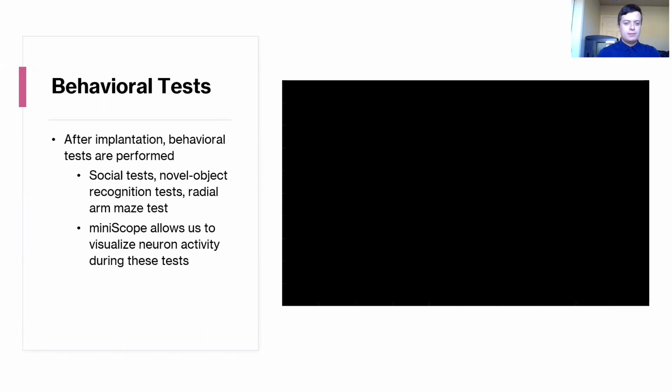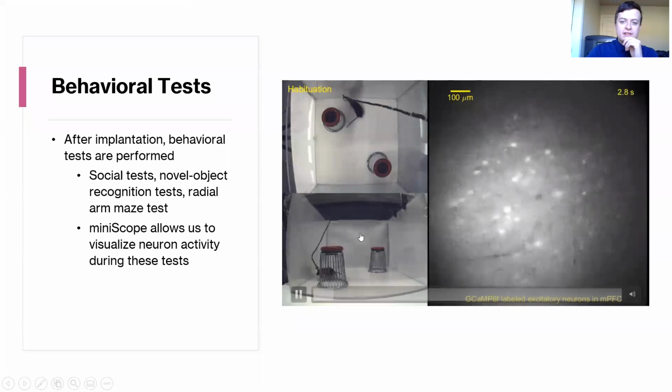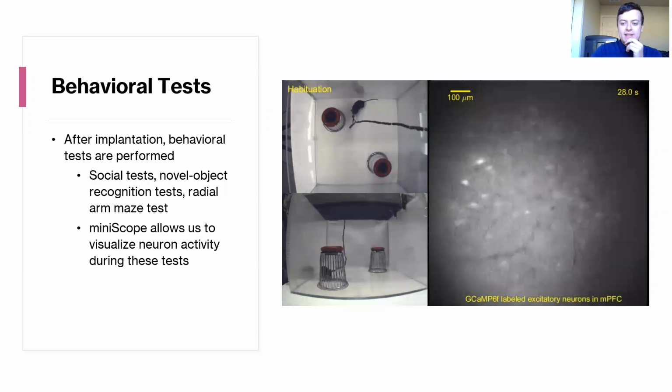So we use this miniscope imaging technology to allow us to visualize neuron activity during these behavioral tests. Here we'll see a small video of what that looks like. So this is a habituation. The mouse is just getting used to its enclosure, and over on the right-hand side, we can literally see the neuron activity of the mouse.